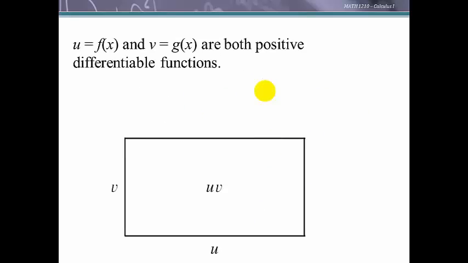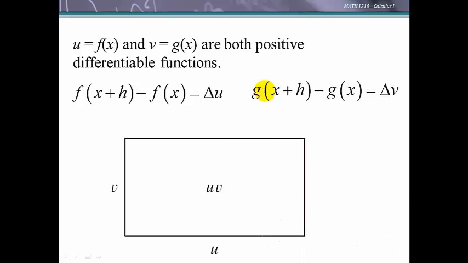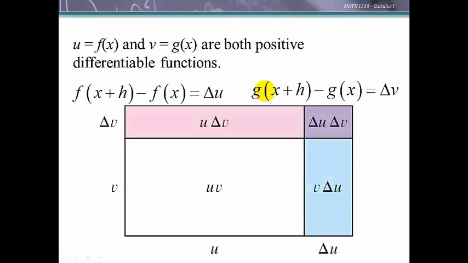So we're going to let u equal f of x and v equal g of x, and these are going to be positive differentiable functions. So the product uv geometrically, we could look at that as the area of this rectangle. Now if we wanted to add a little piece, we're going to call that delta u. This is our f of x plus h minus f of x, and we could add a little piece for our g of x as well, and we're going to call that one delta v. So geometrically we would have u plus a little change in u along here for the length of our rectangle, and we would have v plus a little delta v for the width of our rectangle.